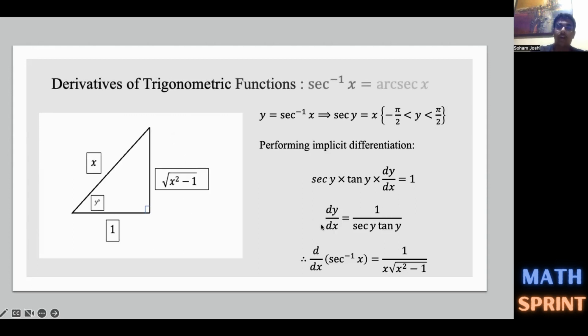The derivative of arcsec x. Now again, here's a new triangle. It's a right-angled triangle. Perform implicit differentiation, and you can conclude that the derivative of arcsec x is 1 divided by x times the square root of x squared minus 1.